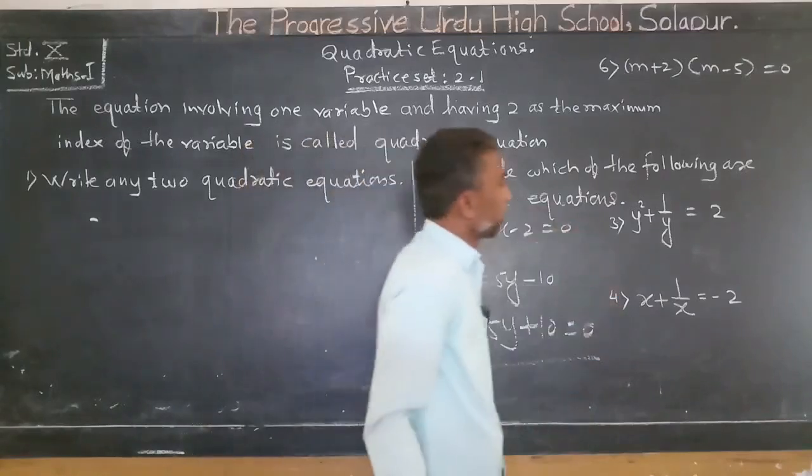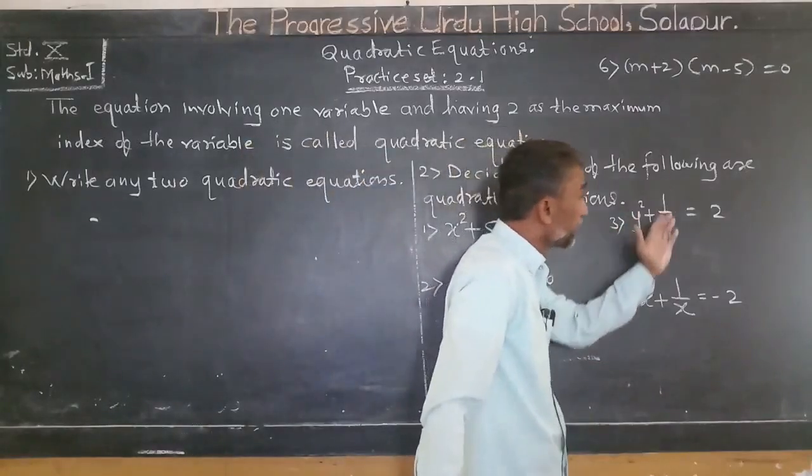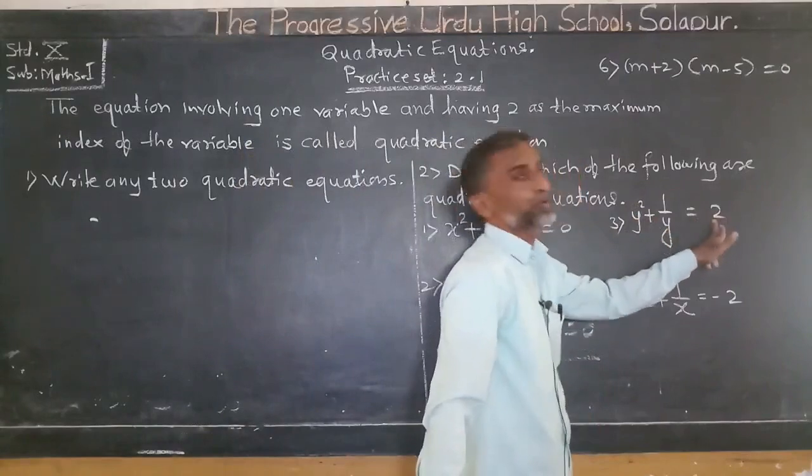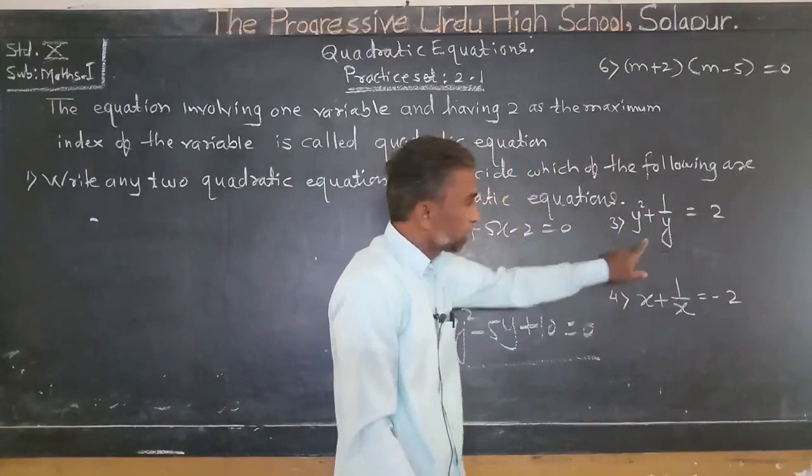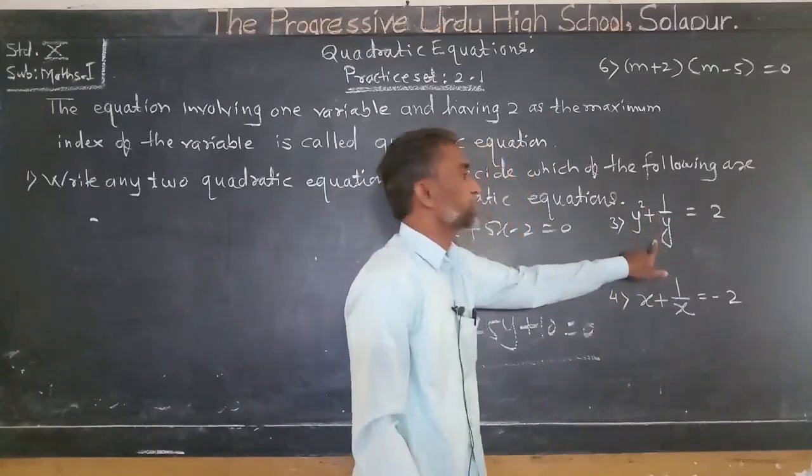Now, third one, y square plus 1 upon y is equal to 2. This is not in the standard form. First, you should multiply the whole equation by y.